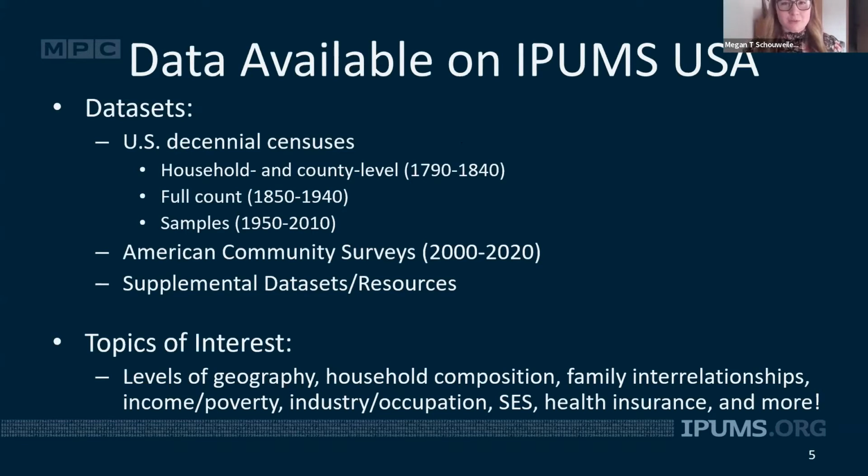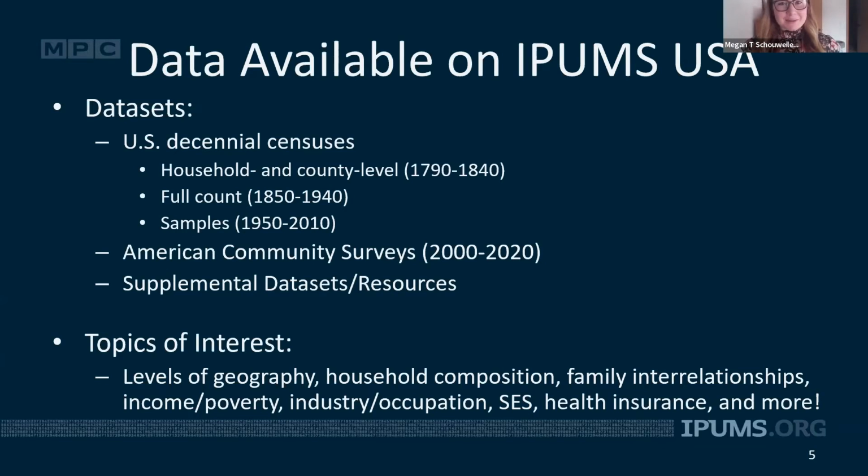And now I want to touch on what data products are available on IPUMS USA, starting with the data sets that we offer. So first, we offer US decennial censuses from 1790 through 2010. The 1790 through 1840 data are household and county level data sets. The 1850 through 1940 data are full count data sets, meaning that they include the entire US population for those years. And the 1950 through 2010 data are decennial census samples.